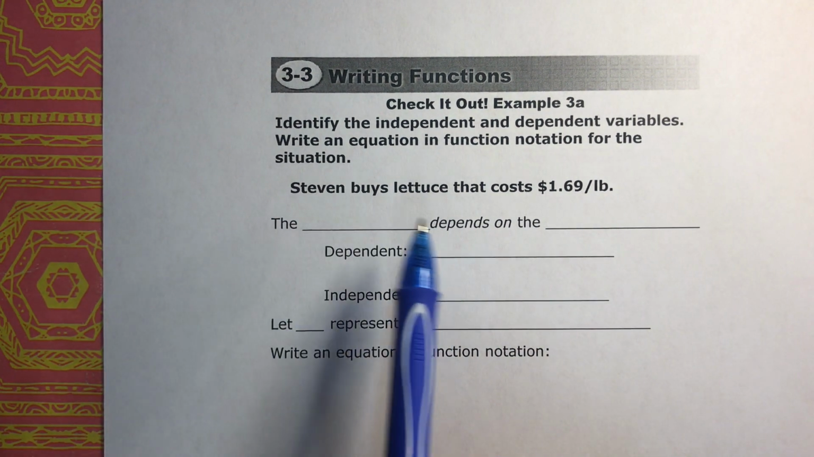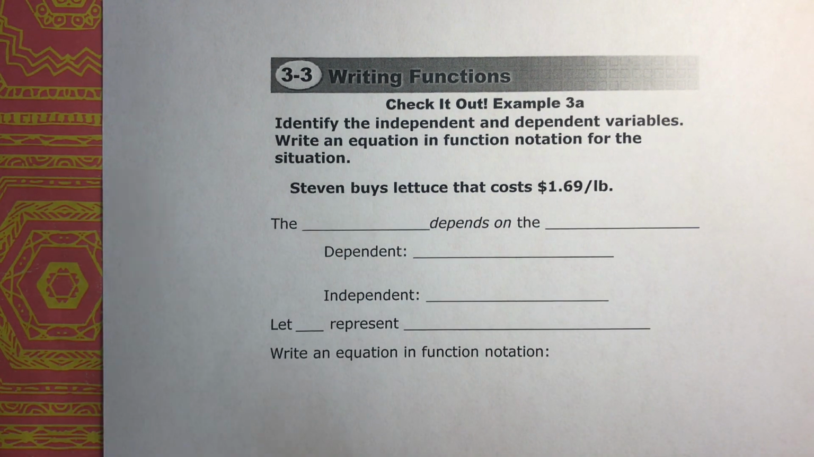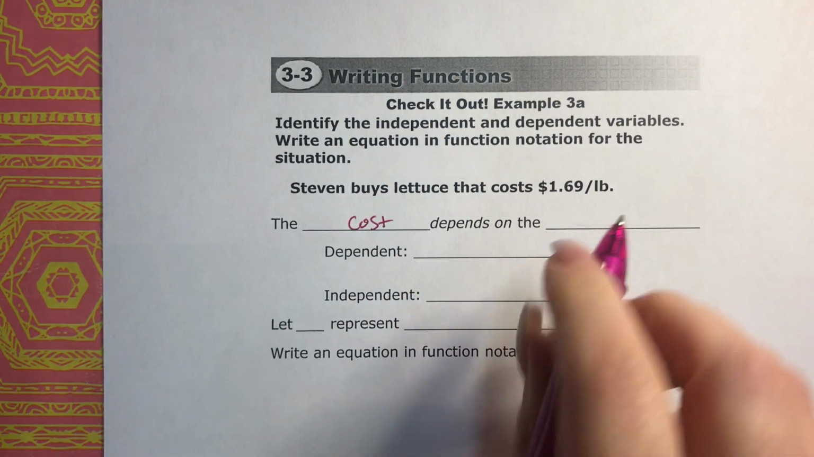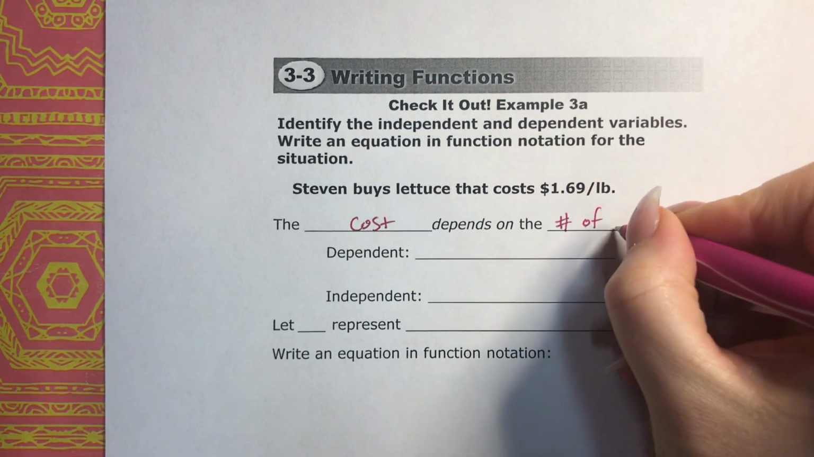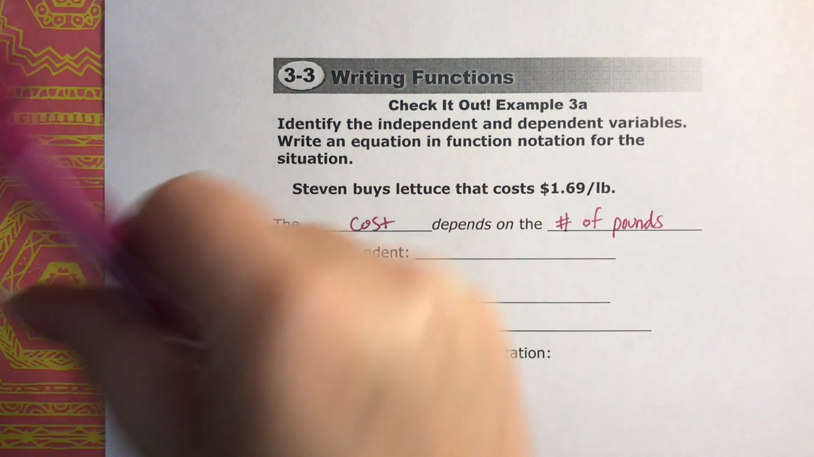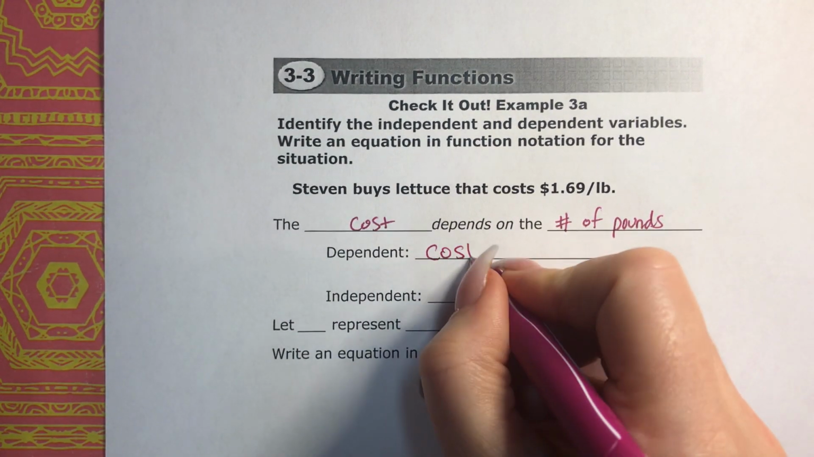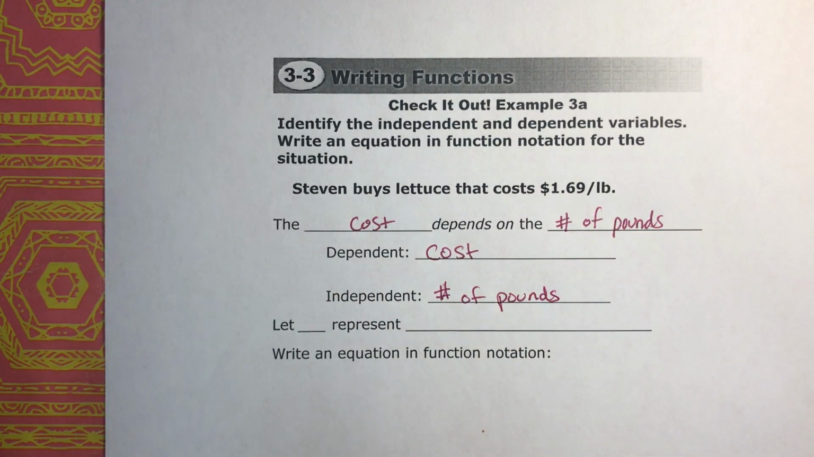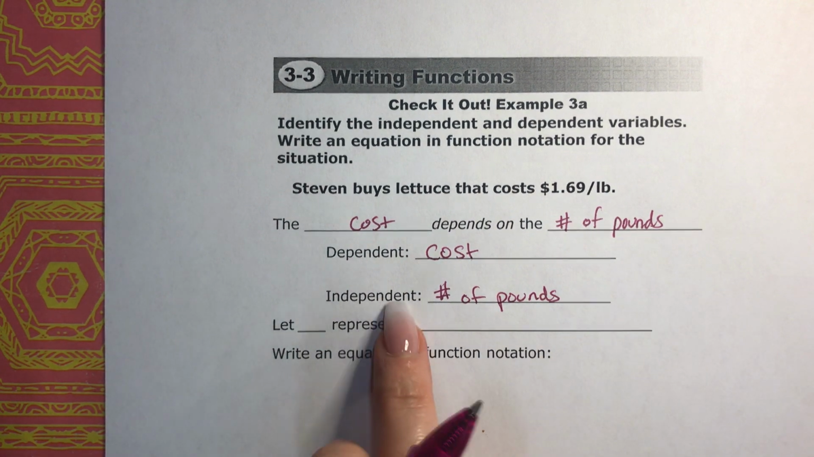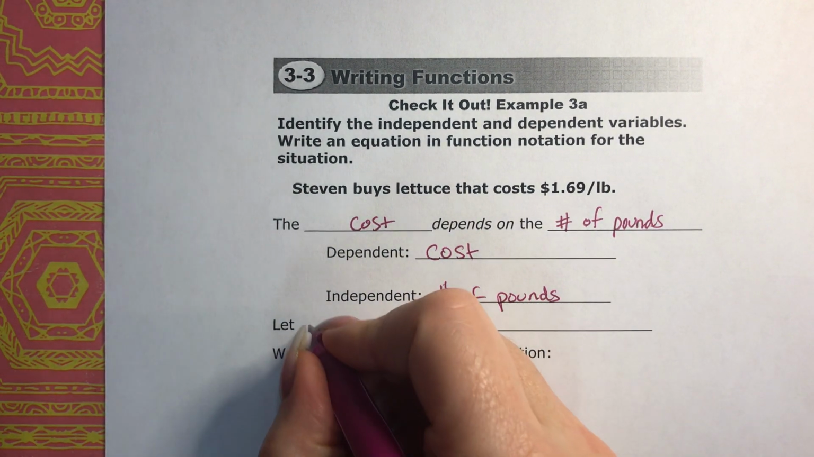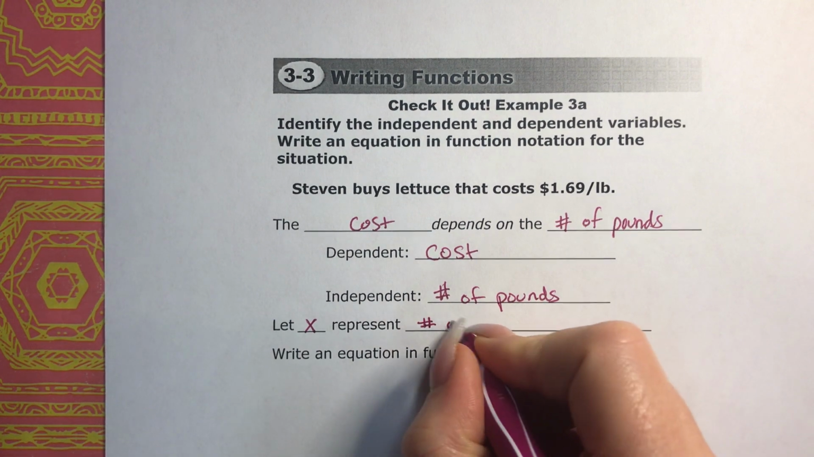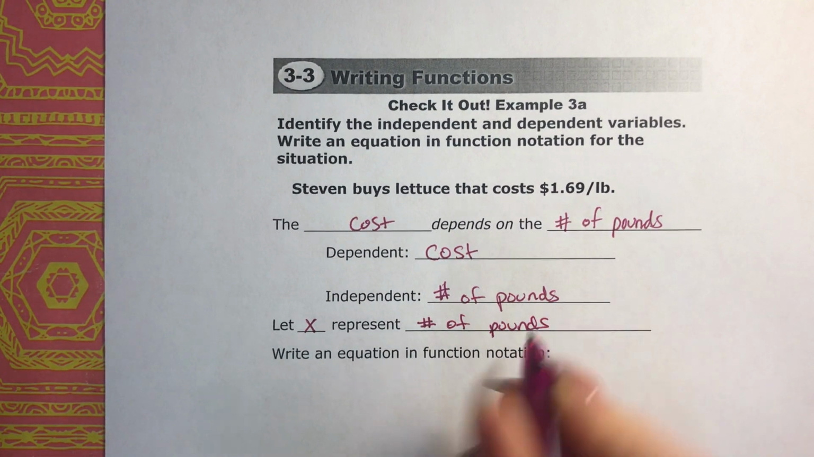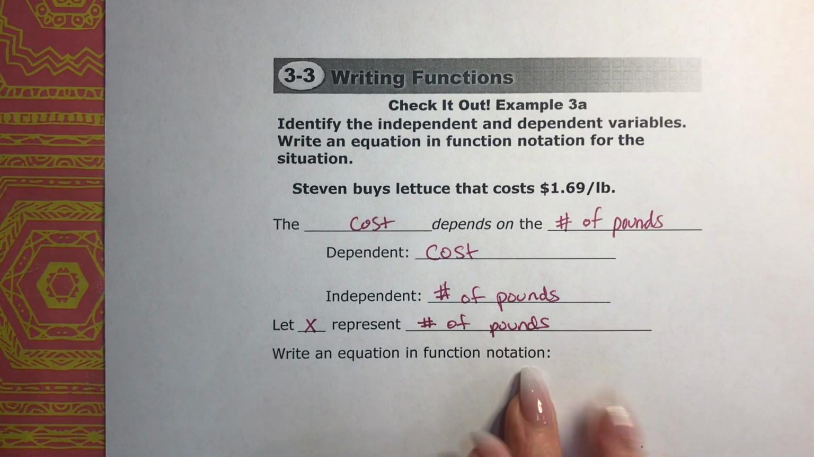Okay, we have Stephen buys lettuce that costs $1.69 per pound. So what I'm going to say is the cost depends on the number of pounds. So since the cost depends, that's our dependent. Number of pounds is our independent variable. So let's say let x represent the number of pounds.